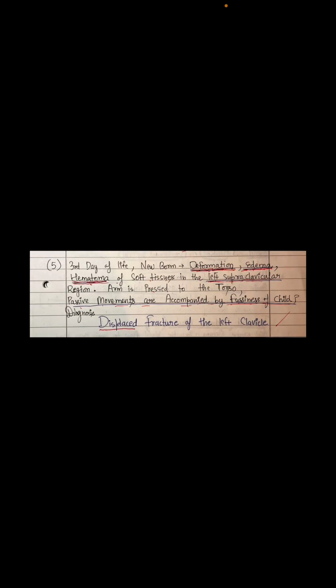The next patient is a newborn on the third day of life, with deformation, edema, and hematoma of the soft tissues in the left supraclavicular region. The arm is pressed to the torso, and passive movements are accompanied by fussiness of the child. The question itself says that in the left supraclavicular region there is a hematoma. So what would have happened? A displaced fracture of the left clavicle, and the arm is pressed to the torso.